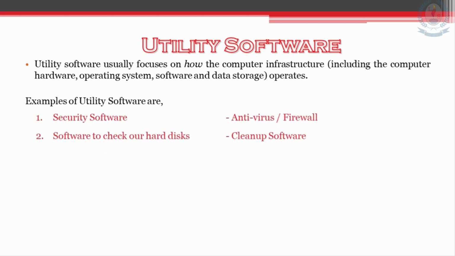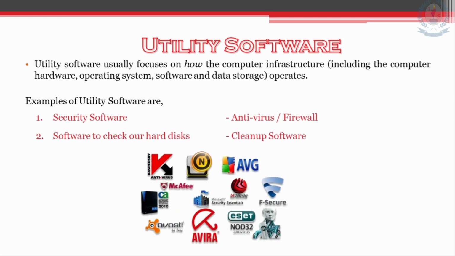So children, here you can see some examples of utility software. First one is security software. Under that, there are what? Antivirus and firewalls and so on. Then the second one is software to check our hard disks. What is that? The cleanup software. Yes, I think you already know about those utility softwares.